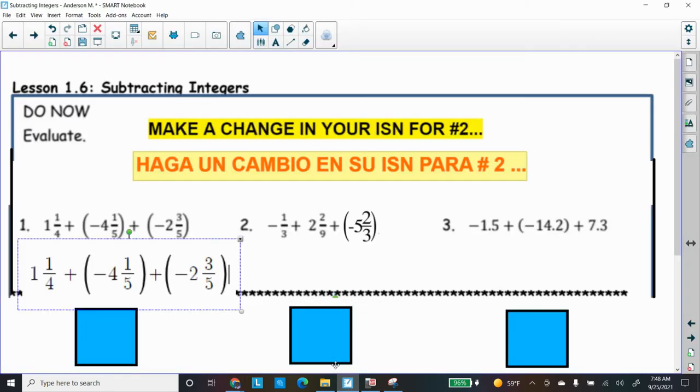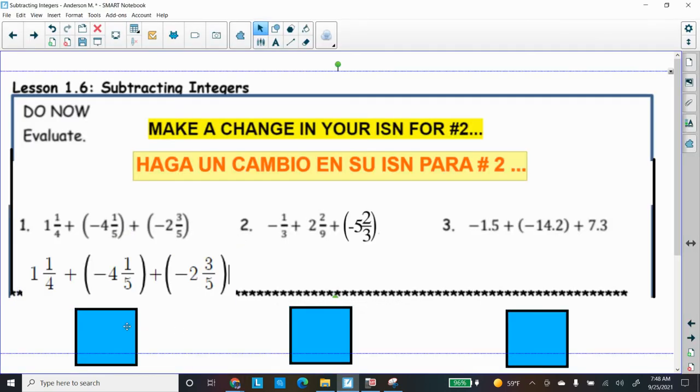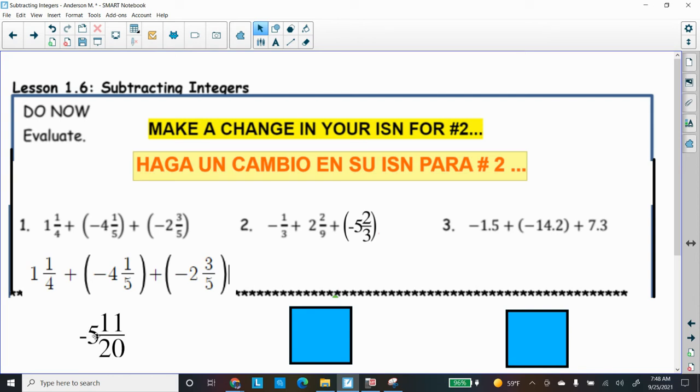So let's go back to here. Negative 5 and 11/20 is correct. So that's what we got. Or you can say, and let's put that down there because they didn't say to make the answer a fraction, negative 5.55. So you can give a decimal answer as well, since I didn't mention what they want.